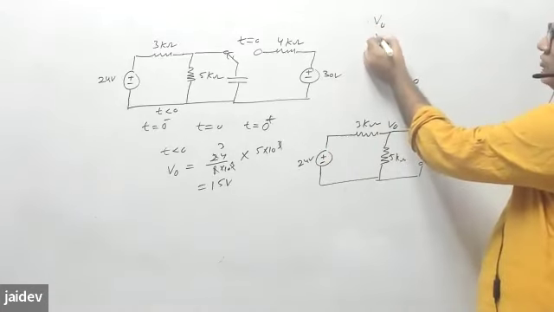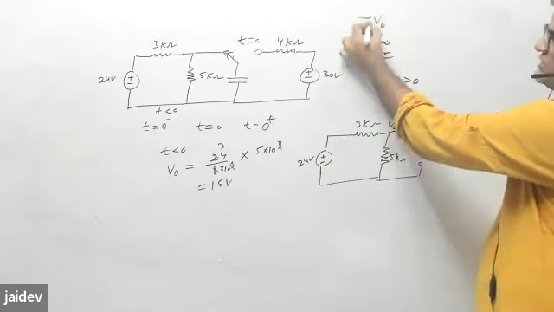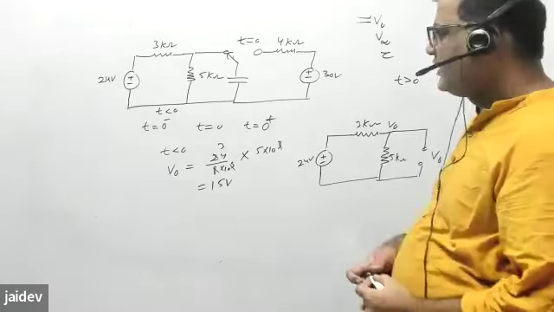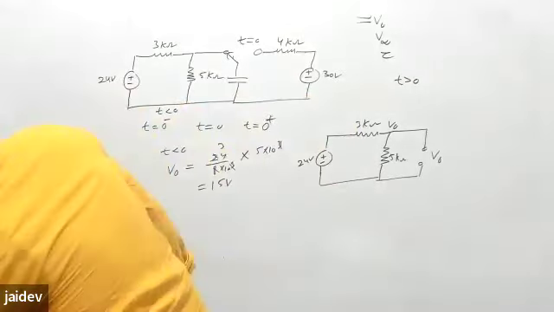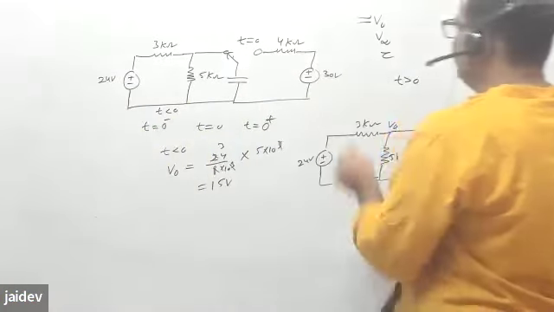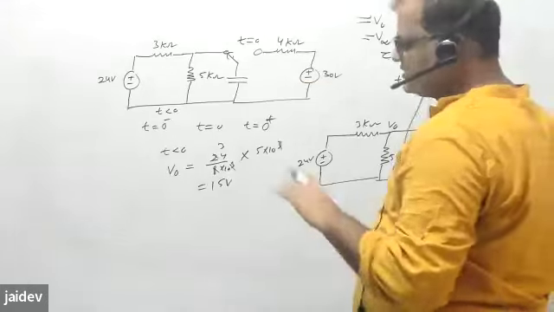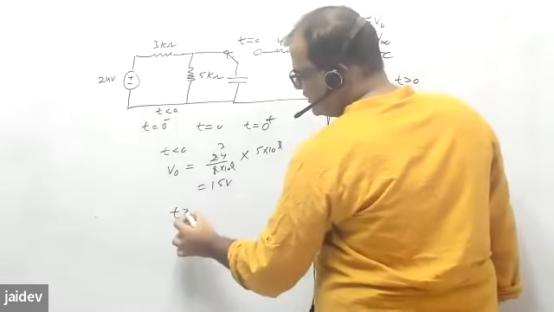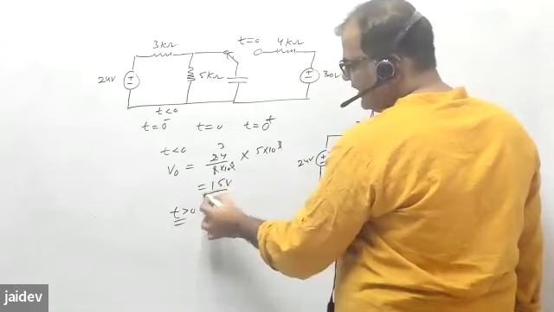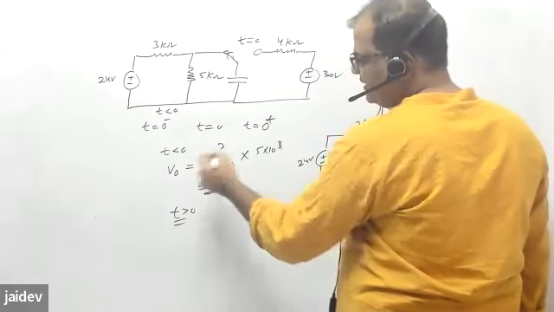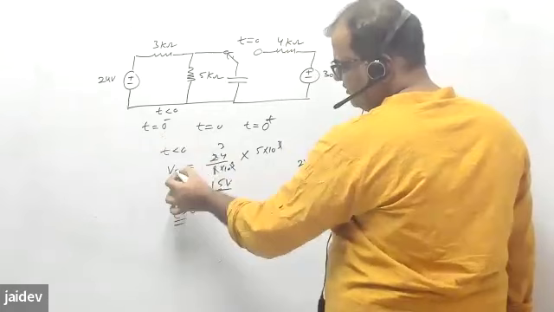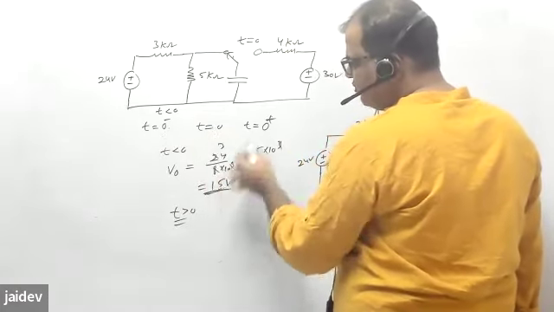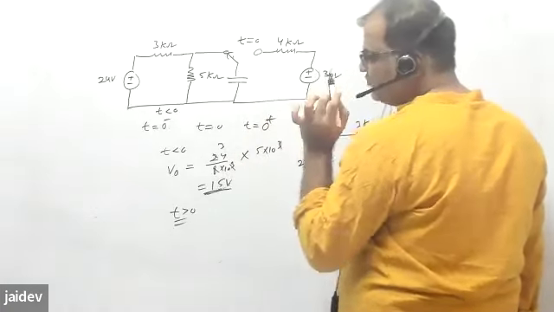Okay, this is simple. So you need three things. You need V naught, you need V infinite, and you need tau. The first thing you have calculated. Now you want to calculate the second thing, V infinite. So V infinite is for t greater than 0. Now we'll solve the circuit for t greater than 0. V at 0 minus is 15 volt, at t equal to 0 also 15 volt, 0 plus also 15 volt. This is the initial voltage.